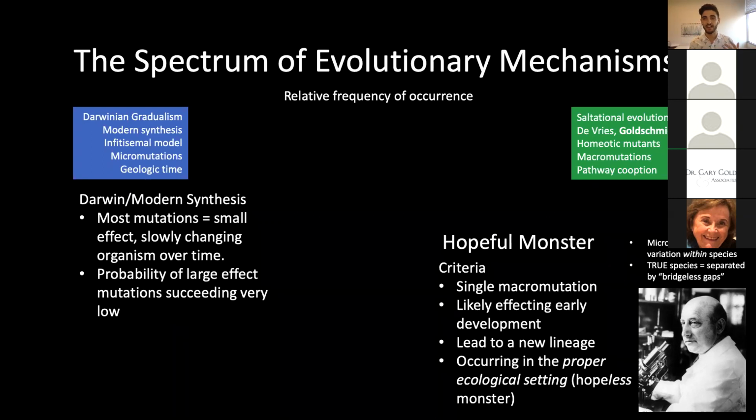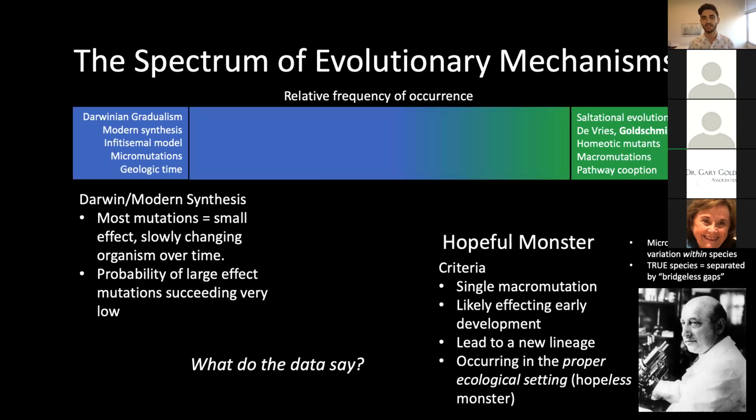Now, as developmental genetics and DNA sequencing have changed the way we look at evolutionary biology, we can ask ourselves, what do the data say now around 80 years later? And it's clear that this all falls on a bit of a spectrum, with a huge majority of evolution occurring through this gradual Darwinian mechanism. But there's definitely a place for these large effect macromutations.